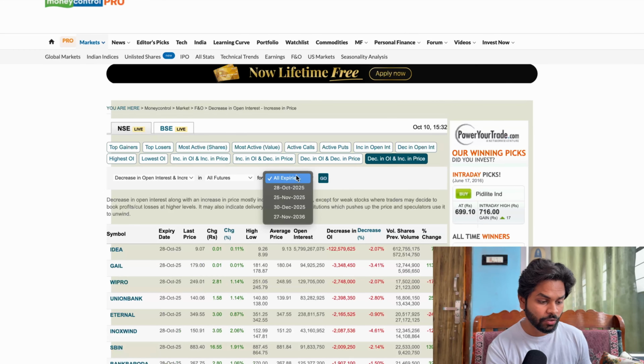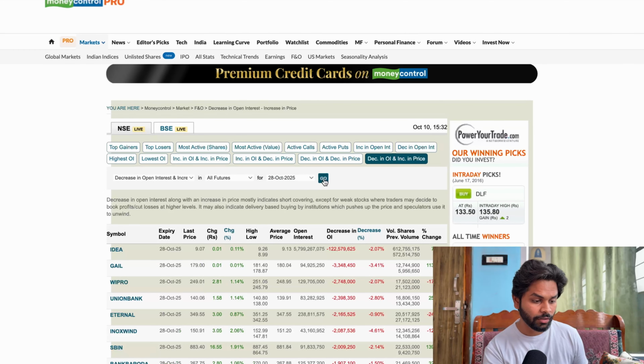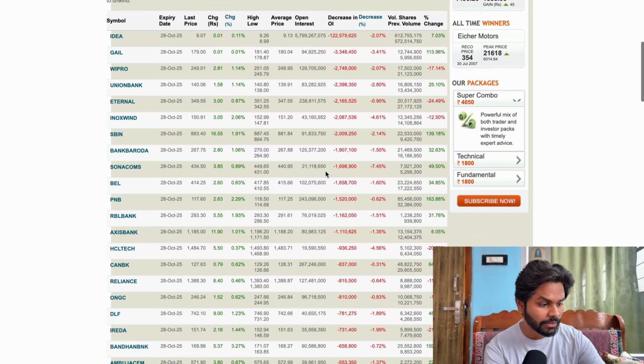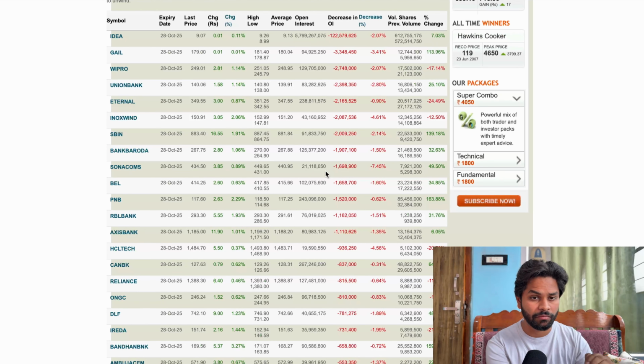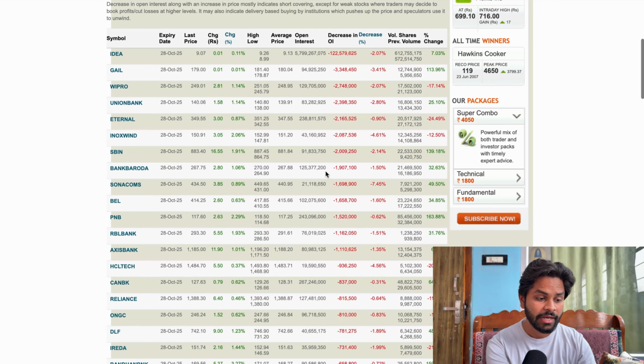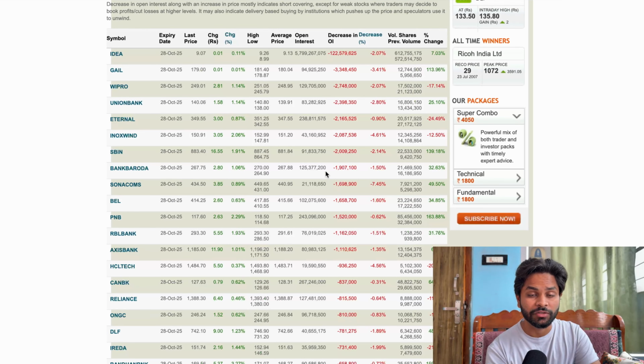So in these stocks, if you go to 20th October, go. On 20th October, these are stocks where people believe the stocks have to go through short covering. They're cutting their shorts. They're not building longs. They're cutting their shorts. You have to be very clear. They are not building longs. They are cutting their short positions.